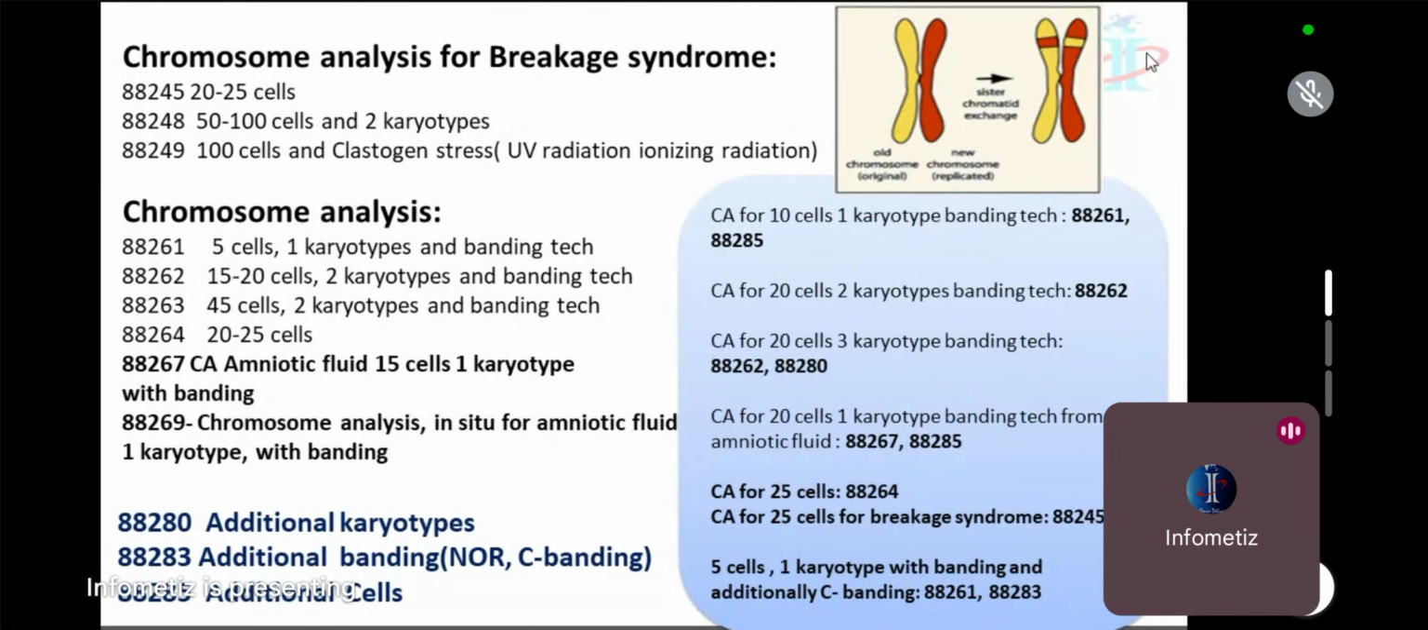So 88267 and 88269 are for amniotic fluid or chorionic villus chromosomal analysis. Count 15 cells, one karyotype and banding technique. And 88269 is for 6 to 12 colonies, one karyotype, one banding.